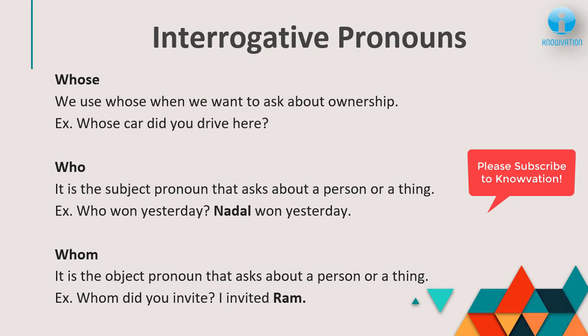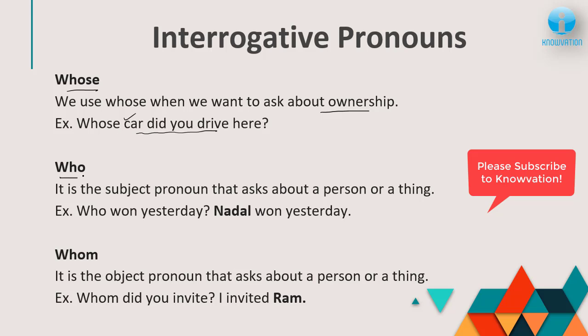Coming to next, that is whose. Now whose, jab bhi hum use karenge, then we want to know about the ownership. Let's see an example, whose car did you drive here? So now I want to know the owner of the car, whose car the person has driven.